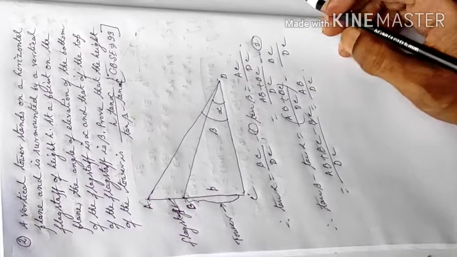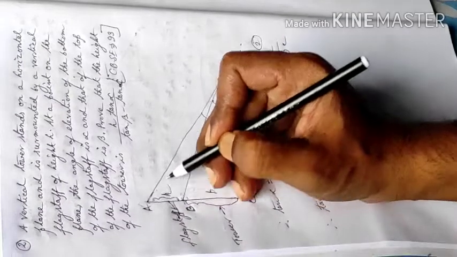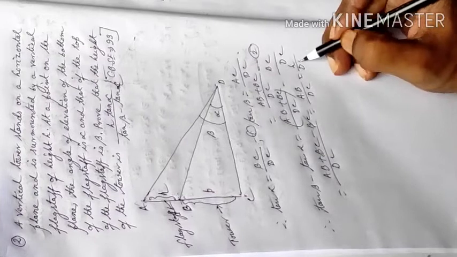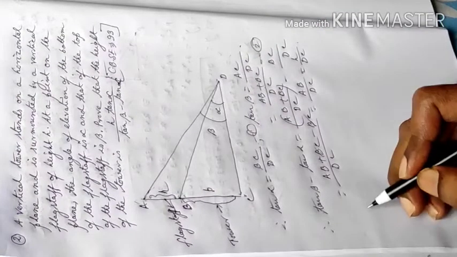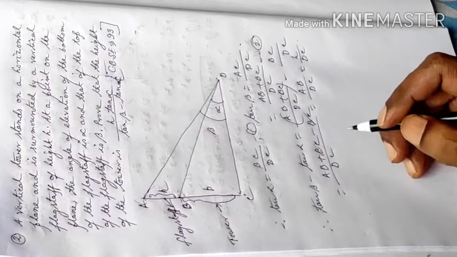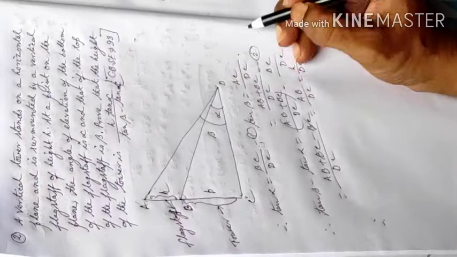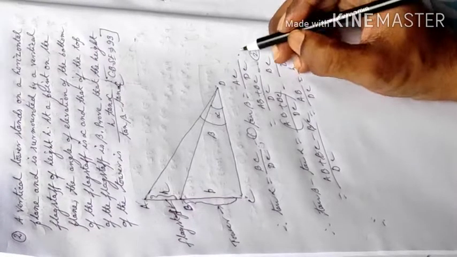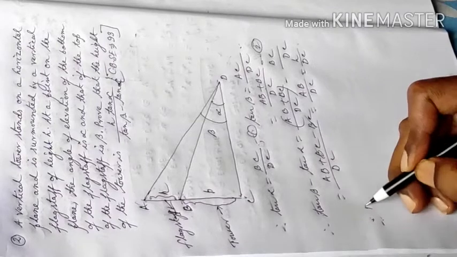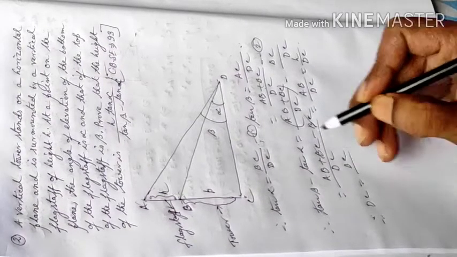So the height of the flagstaff is AB, which is H as given. So it is H by DC. Therefore from equation 1, DC is equal to what? DC is equal to BC by tan alpha.